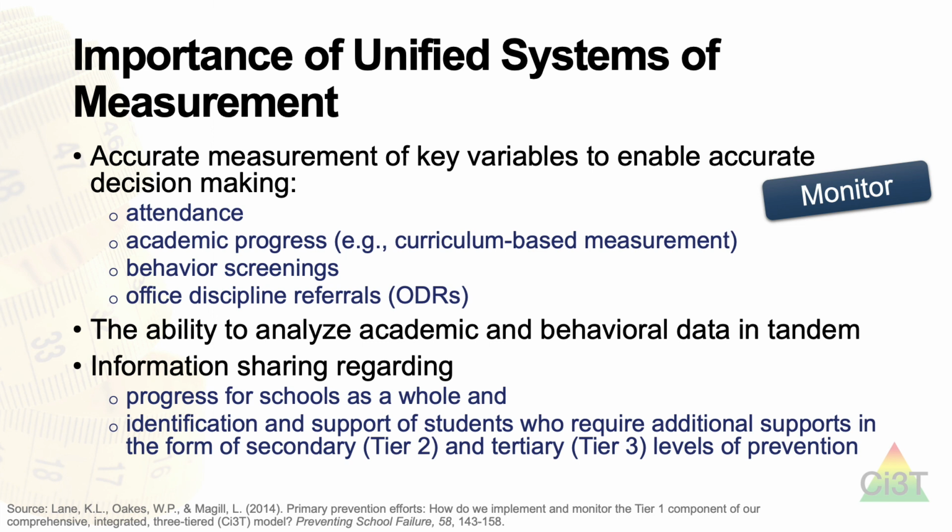Next, we need to consider how we can respond to students who may need additional supports across any of these 3 domains. To accurately detect who needs more and in which areas, the school site Ci3T leadership team will identify key variables to inform decision making. So for example, if you're using office discipline referral data to make decisions about who needs more, you'll want to make certain that you're using a system, such as SWIS, that allows you to collect information accurately and reliably.